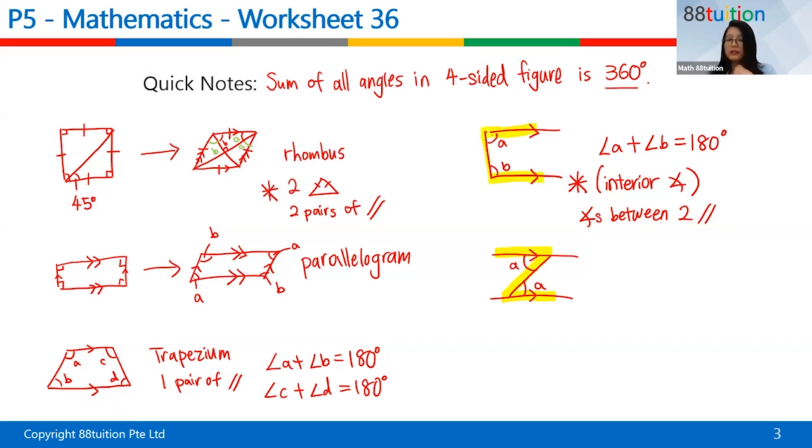Do take note, this C can also be flipped, it doesn't really matter. Same thing with the Z, the Z can be like that also. As long as it looks like a Z and it's between parallel lines, this angle here and this angle here are the same, but they must be parallel. If it's not parallel, it doesn't work.